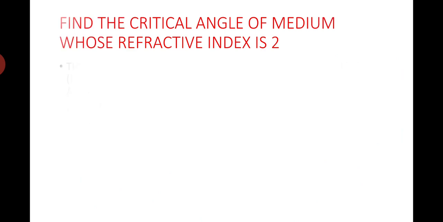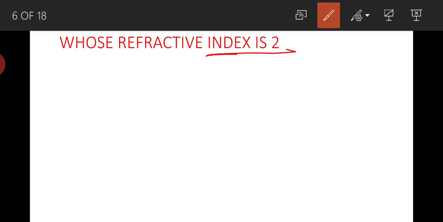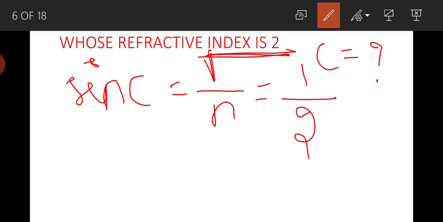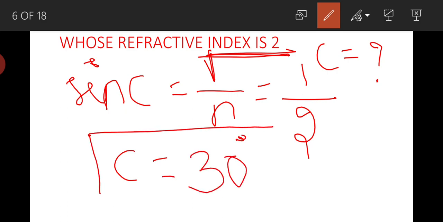Now let us see one example. Find the critical angle of a medium whose refractive index is given as 2. The refractive index of the medium is 2 and we need to find the critical angle C. We have one formula, sin C is equal to 1 by n, and n, the refractive index of the denser medium, is given as 2. So sin C is equal to 1 by 2. From this, if sin theta is equal to 1 by 2, then theta is 30 degrees. It means C is 30 degrees. So the answer is, the critical angle is 30 degrees.